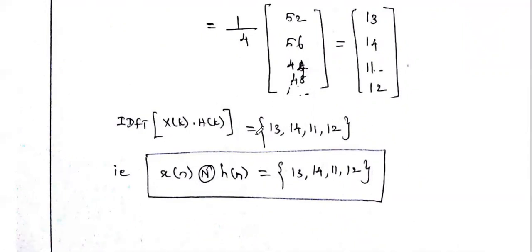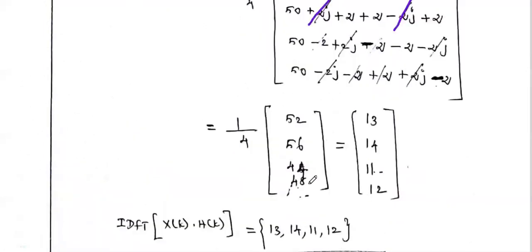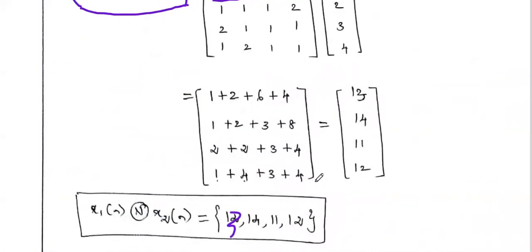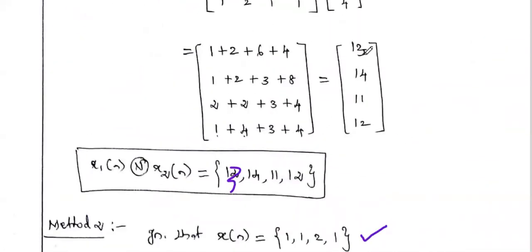So what is this answer? This answer is a time domain answer. The inverse DFT of X of k multiplied with H of k is actually small x of n circular convolution with h of n, as per the convolution property. You check the answer: the same answer we got in the circular convolution in the time domain. So you see 13, 14, 11 and 12. In the first method, the ordinary circular convolution in the time domain, we also get the same result, 13, 14, 11 and 12. So in any method, we will get the same answer.